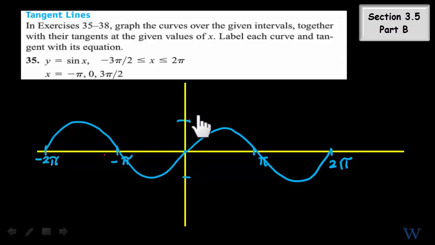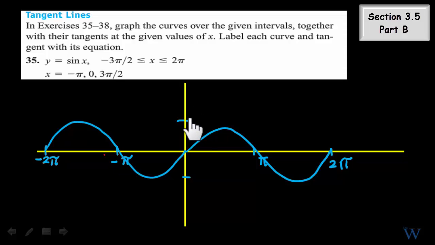And then our question is, we are supposed to find the line tangent to sine of x at these 3 points. But what I will do is just do one, and you do the rest of it. So I'll take x equal to minus pi, and you try to do it at x equal to 0 and at x equal to 3 pi over 2. But what do we need? In order to get the equation of a line, we need the slope, and of course we need a point. We already have the point, it's right here.